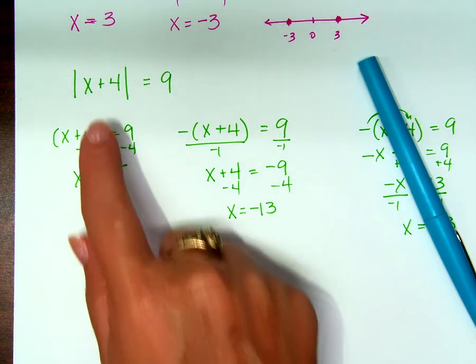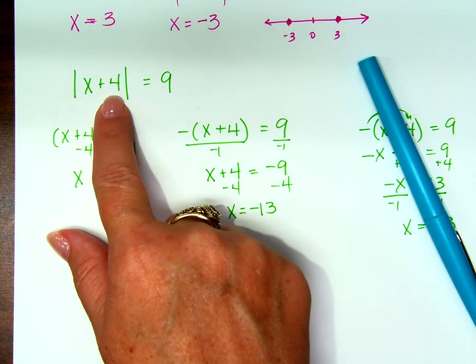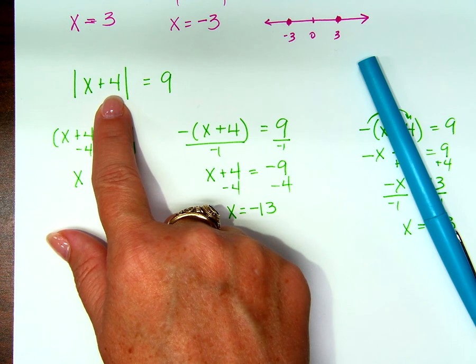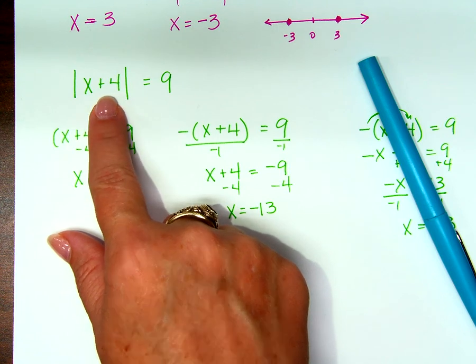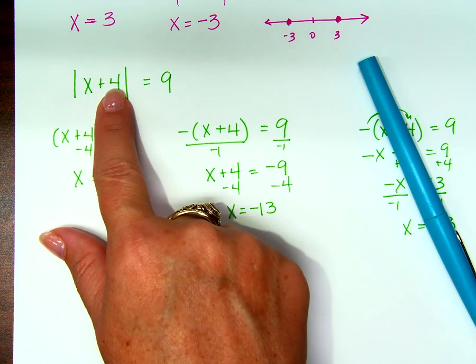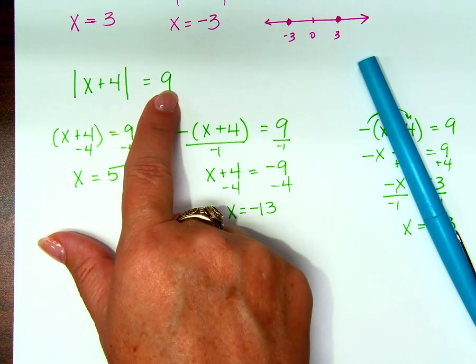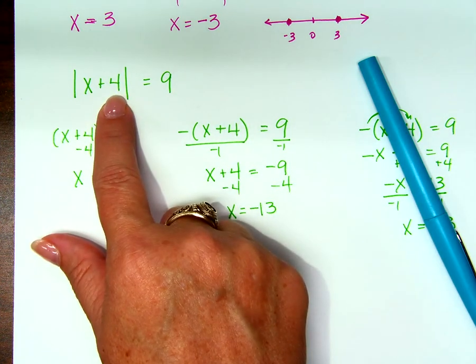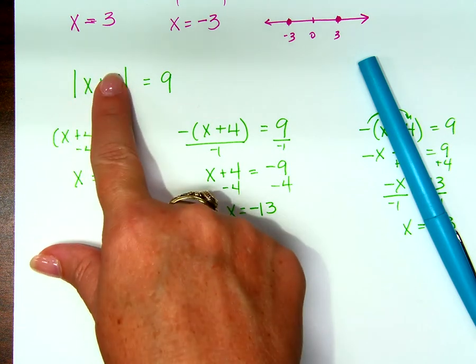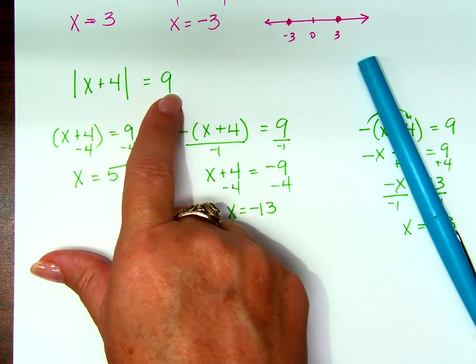So if I put this in, I get 5 plus 4. 9. That took way too long. You're scaring me. Okay, 5 plus 4. 9. Okay, good. Absolute value of 9. Does 9 equal 9? Okay. Negative 13 plus 4. Negative 9. Absolute value of negative 9. Does 9 equal 9? Okay.